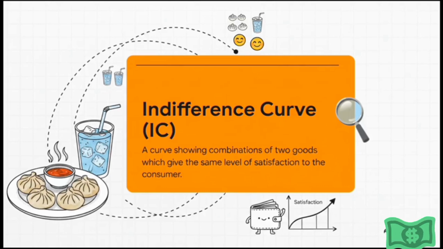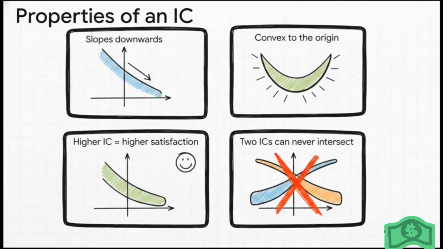Just picture different combinations or bundles of two things like momos and cold drinks. An indifference curve is a line that connects all the different bundles that give you the exact same level of satisfaction. So whether it's a bundle with 5 momos and 1 cold drink or one with 3 momos and 2 cold drinks, if they're on the same curve, you are equally happy with either. You are literally indifferent between them. Now, there are 4 properties of these curves that you absolutely have to know. First, it slopes down. That's because to get more of one good, you have to give up some of the other to stay at the same satisfaction level.